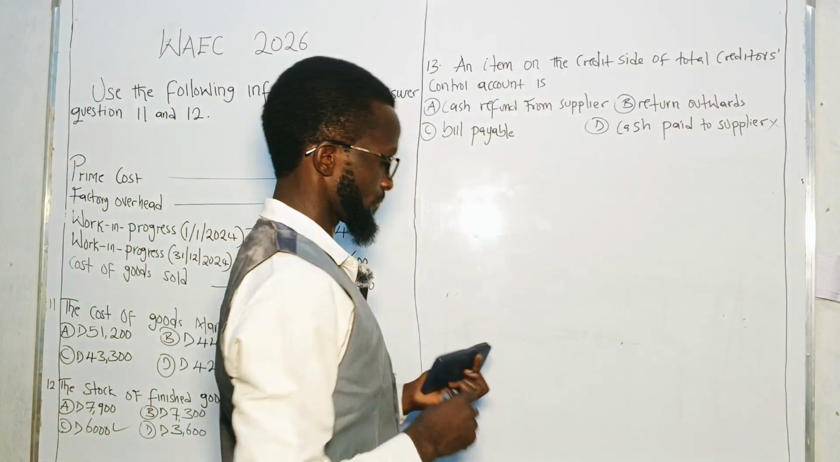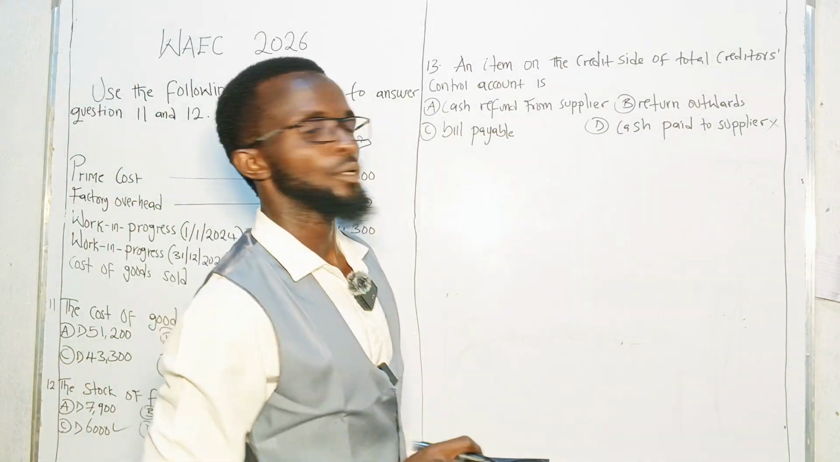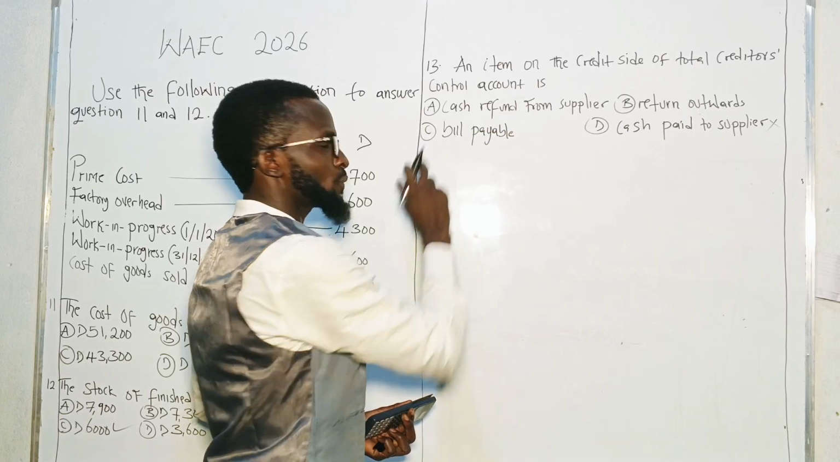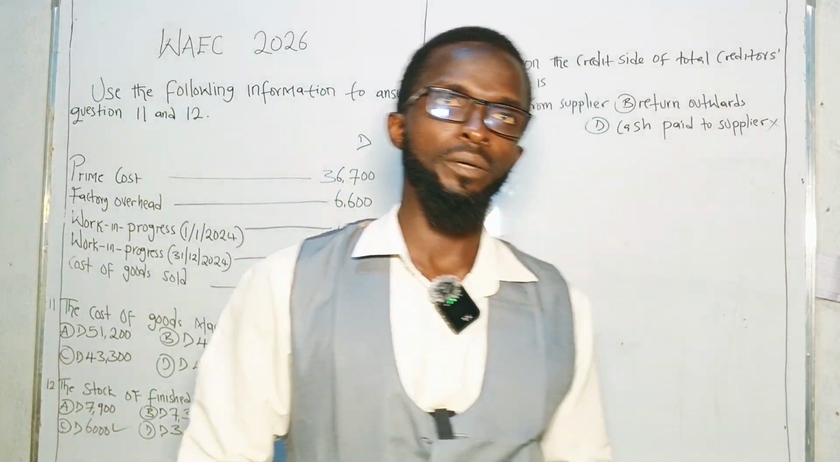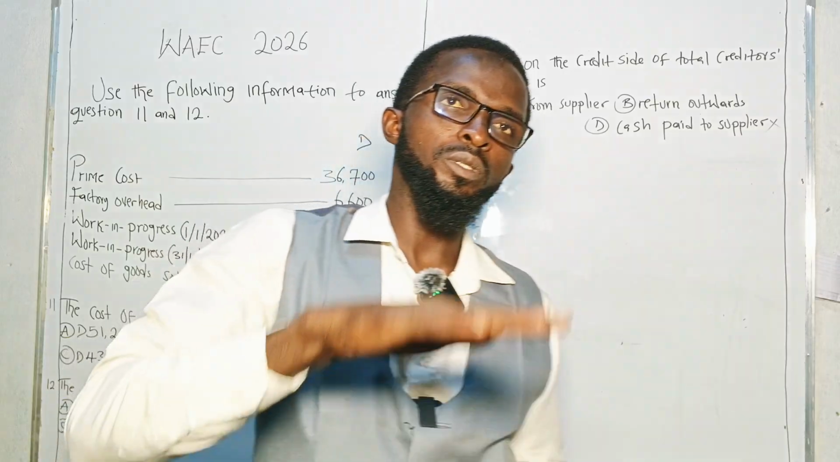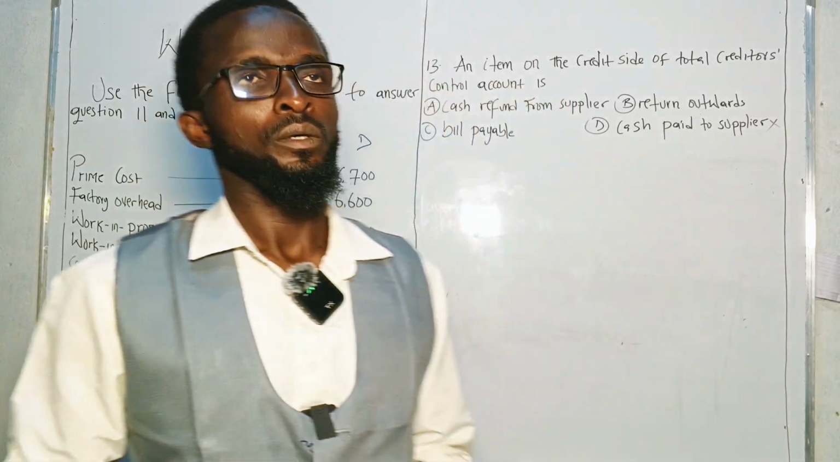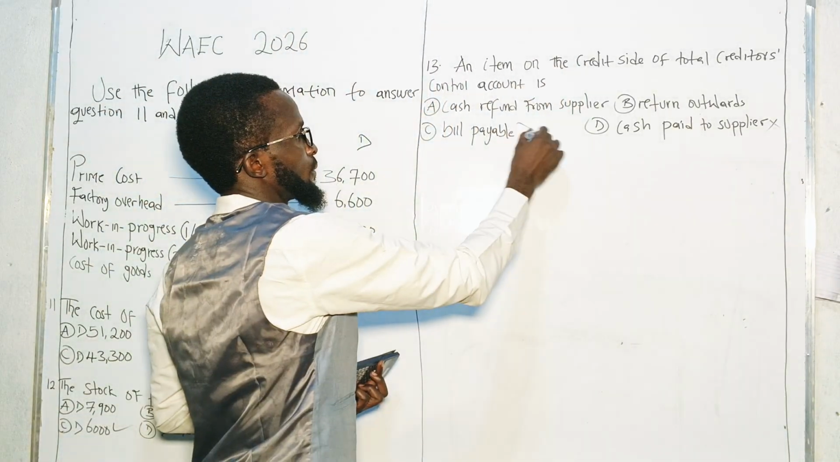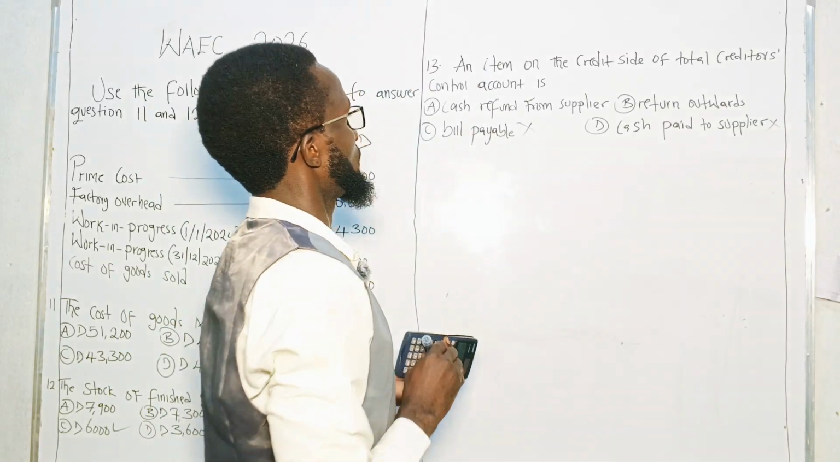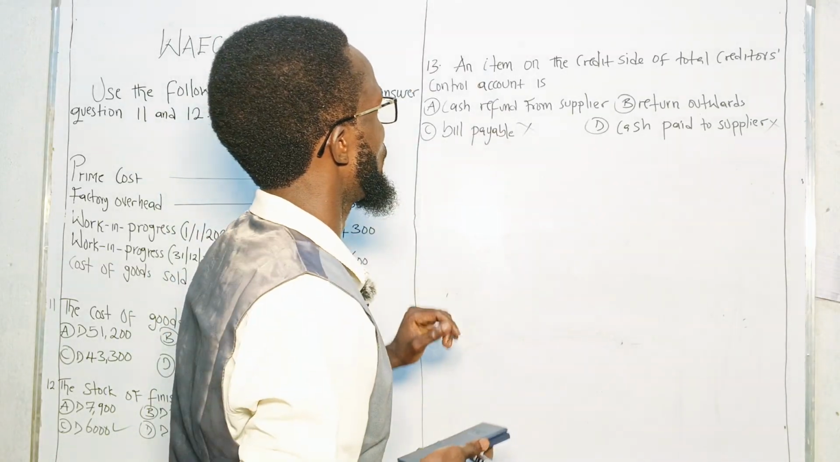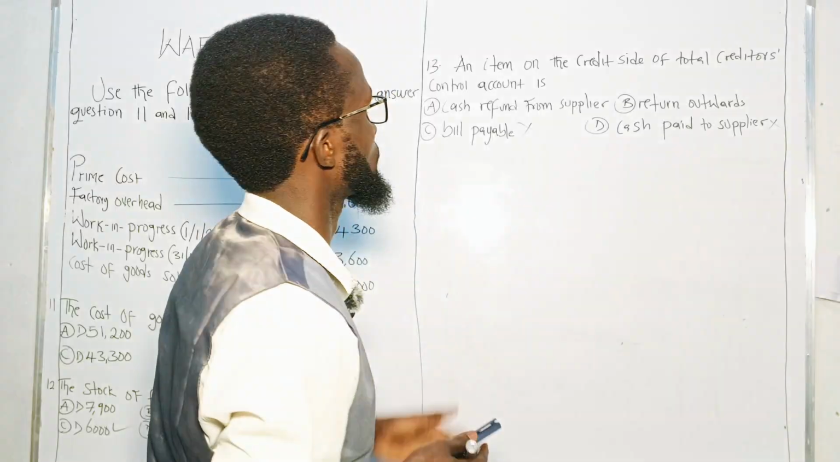Then let's say bill payable. Bill payable transfers the amount from ordinary creditors to bill payable. Therefore, it reduces the burden of the debt. So this is not the answer. We are talking about what will be on the credit side. This one should also be debited on the creditors control account.